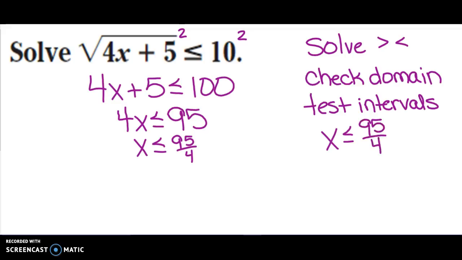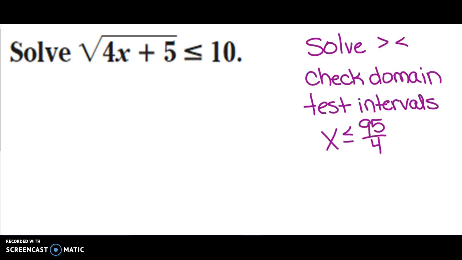And now we've got to go check our domain. So I'm going to erase all this. All right, when you check your domain, you basically are looking at either, if it's a fraction, the denominator can't be 0. If it's a square root, it needs to be greater than or equal to 0. So anything underneath the radical sign has to be greater than or equal to 0. Otherwise, you're going to have imaginary solutions, and that's not going to work.